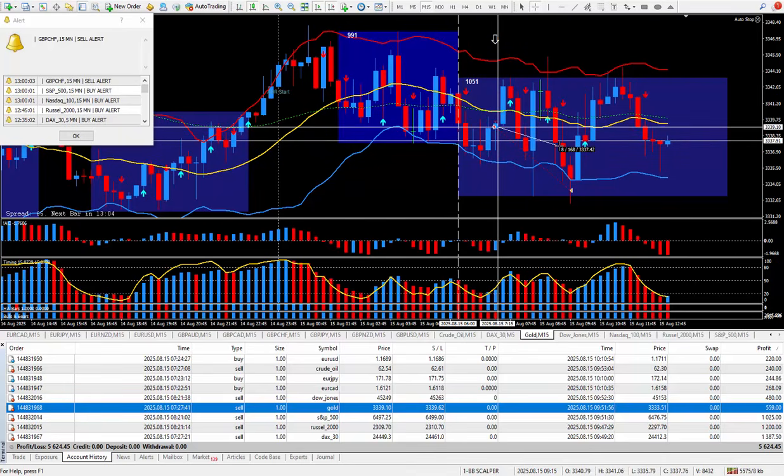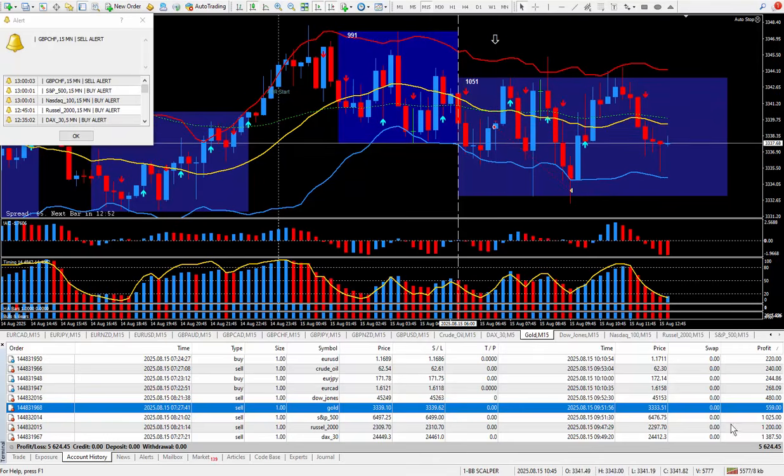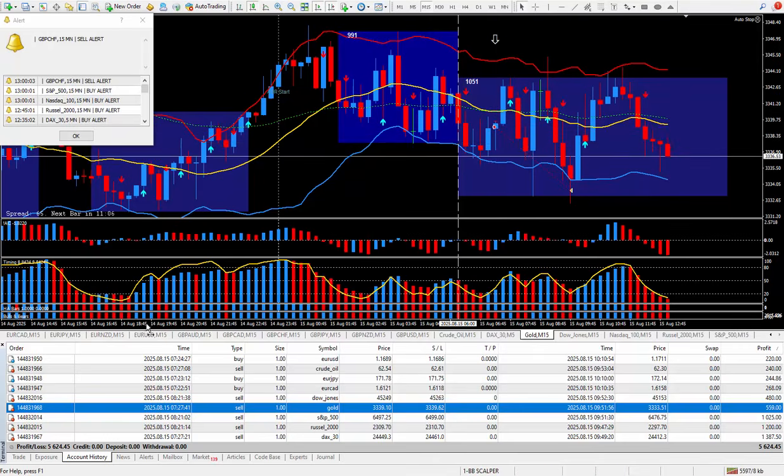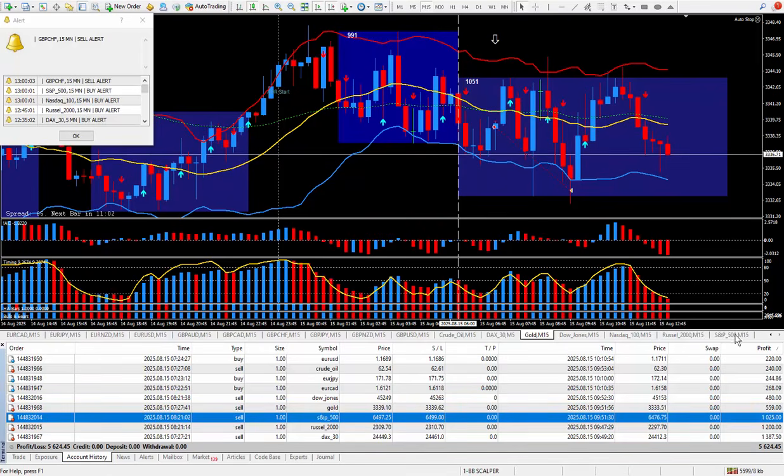And gold pays $10 for each tick, so it's 55.9, so we rounded up to 56. So now we're looking for 56. There it is right there. 56 ticks, paid out $559.